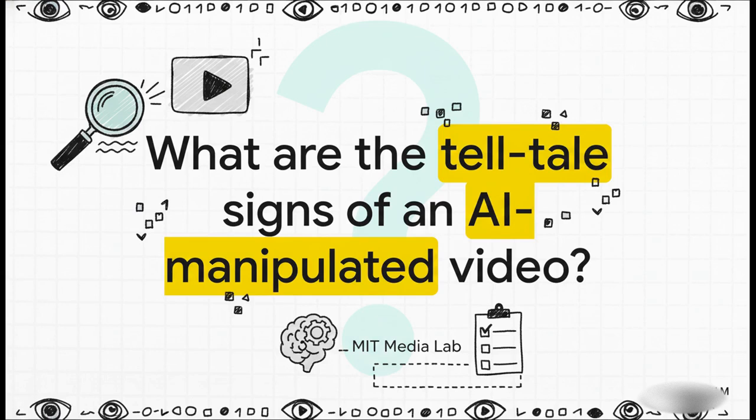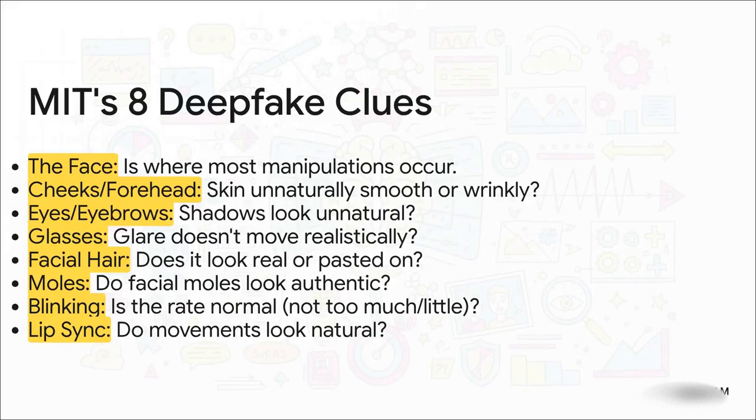What are those telltale signs that a video isn't quite right? Well, lucky for us, researchers at the MIT Media Lab have put together a fantastic checklist. All right, the folks at MIT have got our backs. Their number one tip? Just focus on the face. That's where all the manipulation is happening. Look for skin that's maybe a little too smooth, or where the wrinkles don't quite match the person's expression.